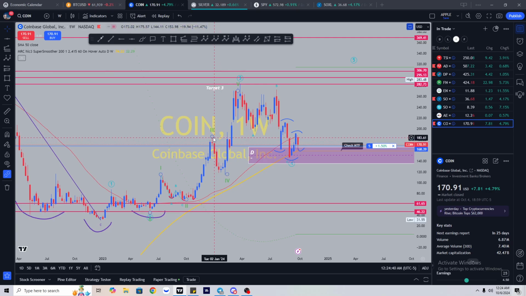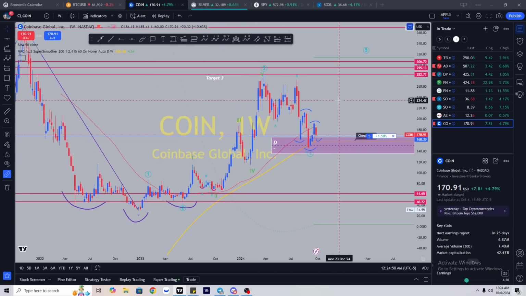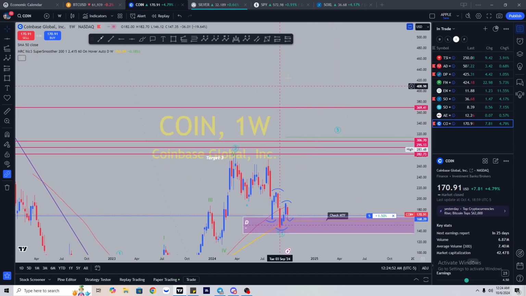And then wave 3 has to be above wave 1. And then wave 5, almost every single time, if not every single time, has to be above wave 3. So, now let's get into ABC.